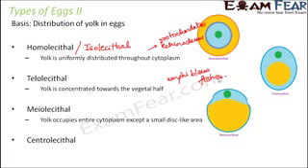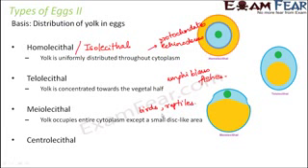Next is myolecithal, where yolk occupies the entire cytoplasm except a small disc-like area, because this small disc-like area is left for the nucleus, because the nucleus also needs some space to stay, right? So you see most of the part of the egg is occupied by the yolk, and this is called myolecithal. This type of egg can be seen in birds, reptiles and even the egg-laying mammals.